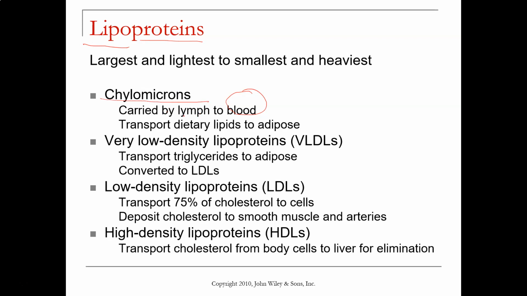Chylomicrons are complexes carried by our lymph. They're picked up in our lymph capillaries, and they transport lipids that you absorb through your digestive tract to your adipose cells. So those are called chylomicrons. Okay, and remember, lymph does eventually go into your blood.